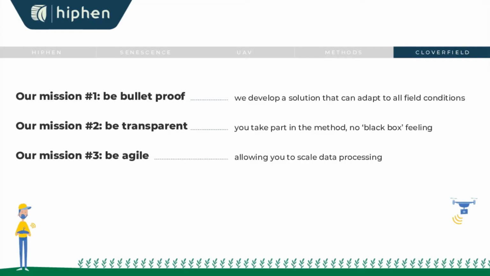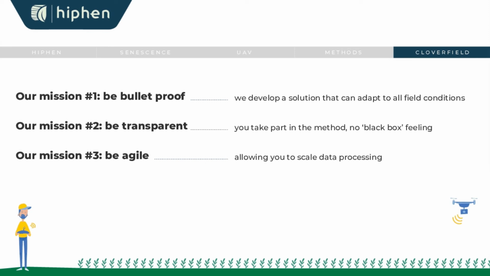And with that, I guess the important message for us today as well is to make sure that you understand that at Hiphen, we really care about 3 important things. One is to develop the state-of-the-art technology and methodology that would allow us to be bulletproof. So for us, this is important because we really try to make sure that the pipeline can adapt to different field conditions.